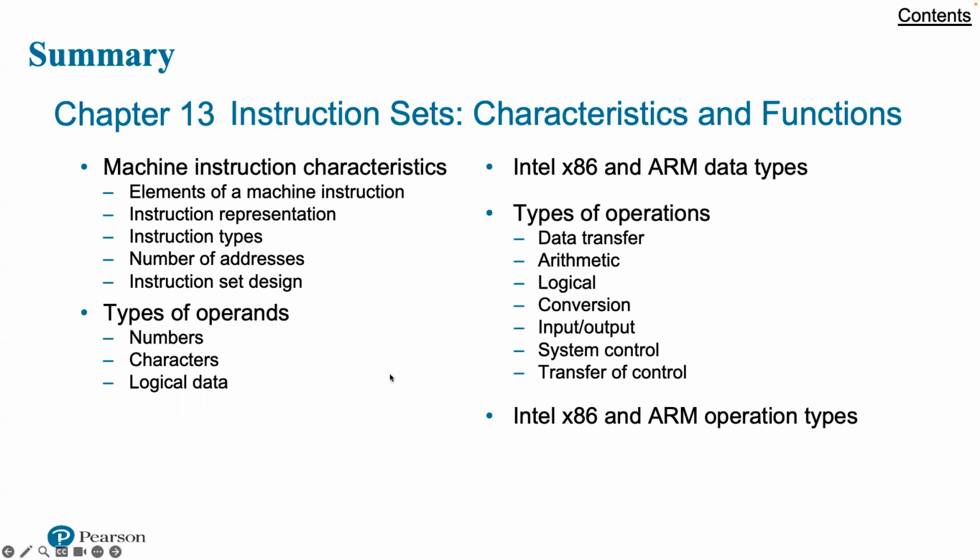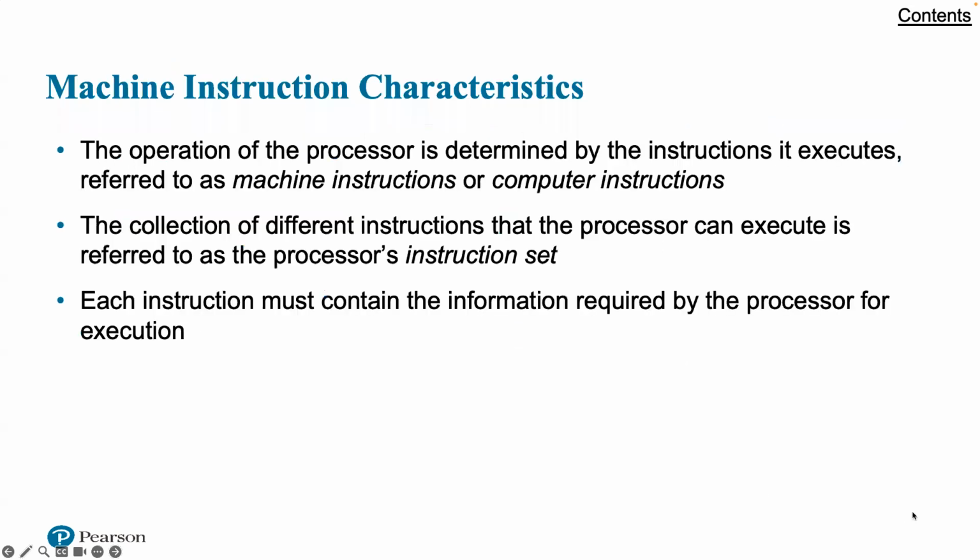So let's just do a quick summary of what we're going to cover, then we'll get into it, and then we'll come back to this chart at the very end. So first of all, we'll talk about machine instruction characteristics. We'll talk about the types of operands, and then we'll get into, as we've done in the past, reflect on both the x86 architecture from Intel and the ARM architecture. First of all, looking for the data types. We'll think about the types of operations, and then finally we'll talk about the operation types for the x86 as well as the ARM. So let's go and get started.